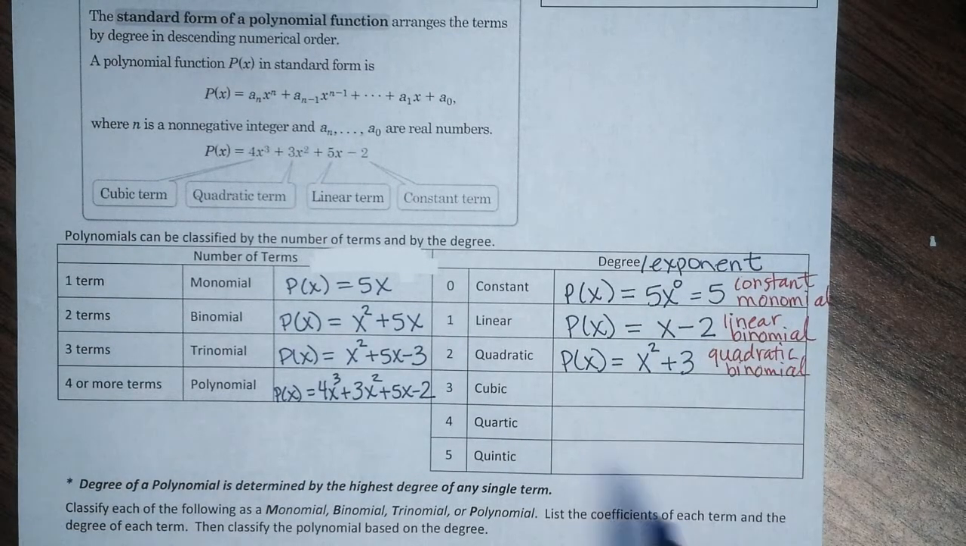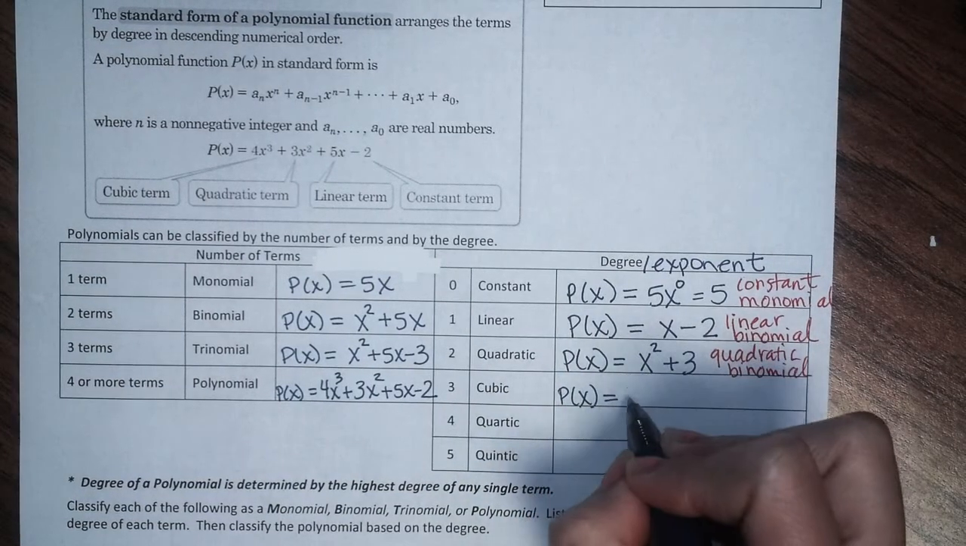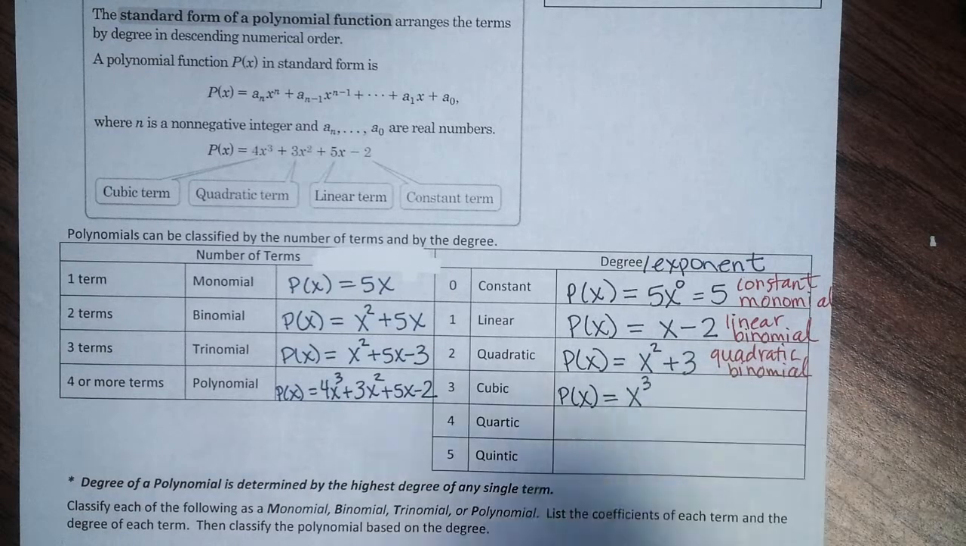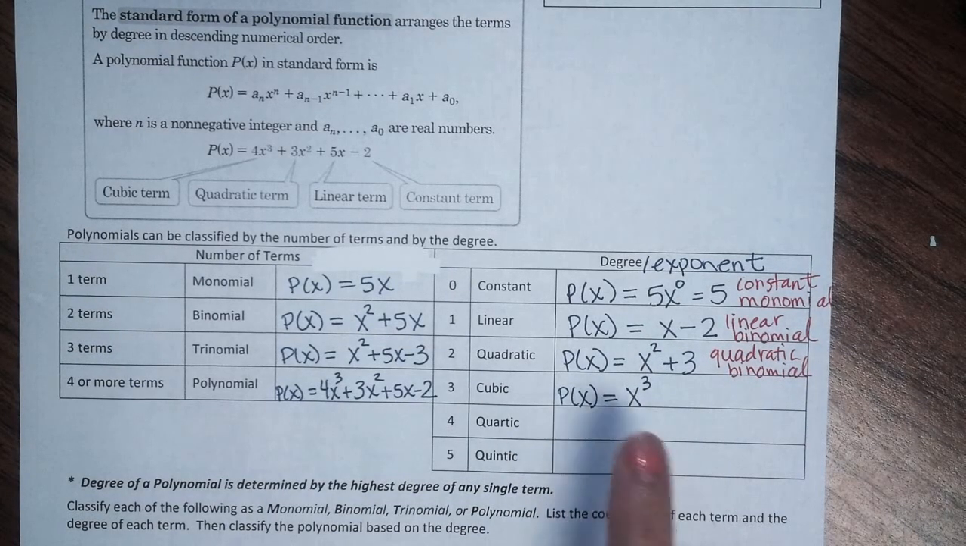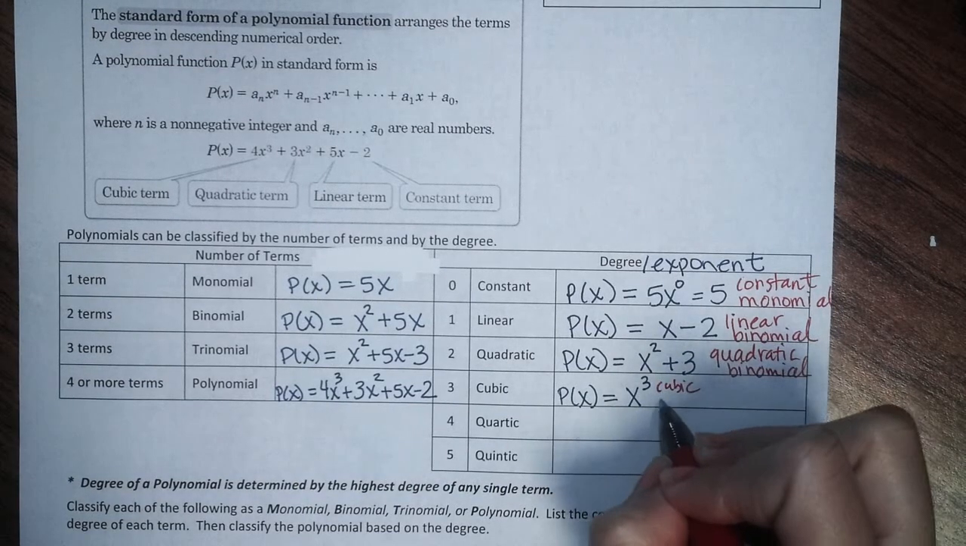So let's try another one. Cubic. For the cubic, let's start with something easy like x to the third. That's clearly a cubic. Specifically, that's a cubic monomial, because I just did that. So cubic monomial.